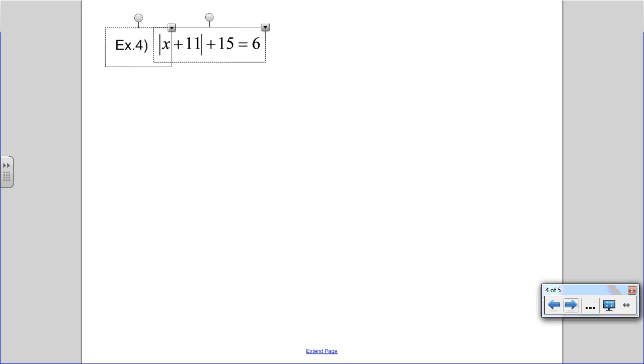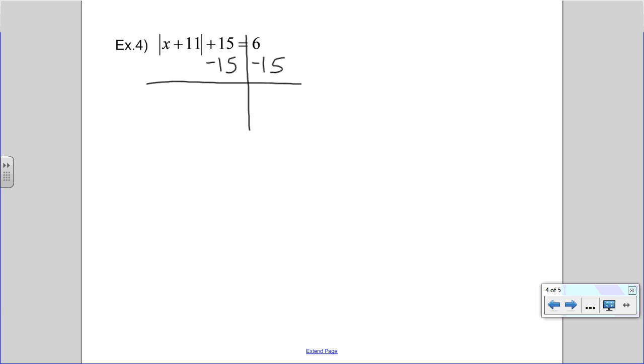All right, let's take a look at example 4 here. I've got the plus 15 that I need to get rid of. So I'm going to minus 15 from each side. So that leaves me with the absolute value of x plus 11 is equal to negative 9. So I'm trying to figure out where on the number line am I negative 9 spaces from 0.